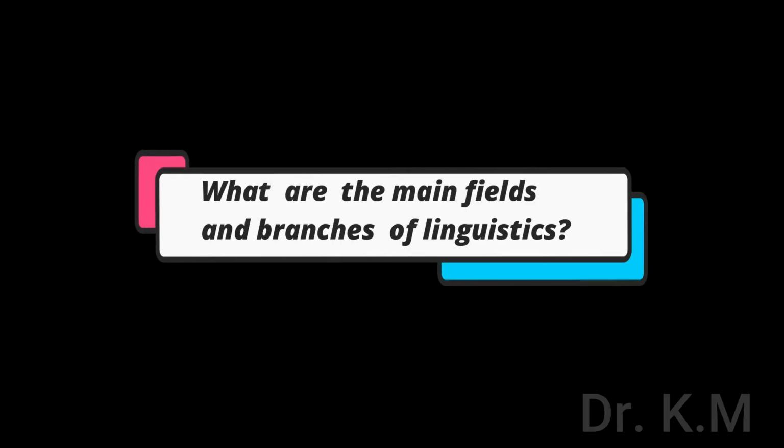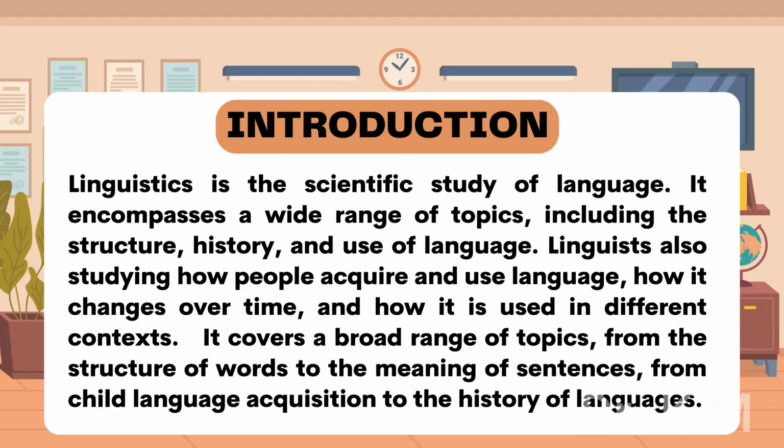What are the main fields and branches of linguistics? Linguistics is the scientific study of language. It encompasses a wide range of topics, including the structure, history, and use of language. Linguistics also studies how people acquire and use language, how it changes over time, and how it is used in different contexts. It covers a broad range of topics, from the structure of words to the meaning of sentences, from child language acquisition to the history of languages.